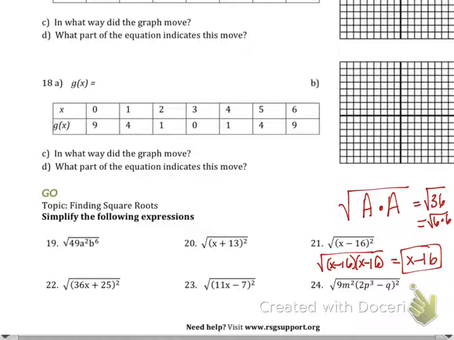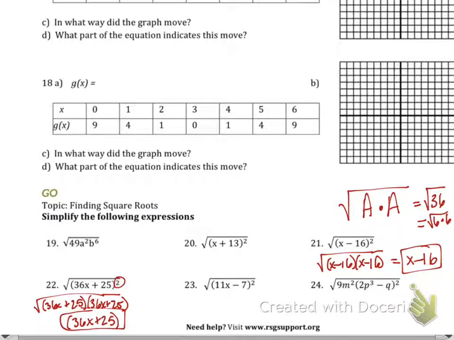For number 22, we have 36x plus 25 times 36x plus 25. Okay, that's what that 2 is saying. And we'll pull one of those pairs. And this is our solution.